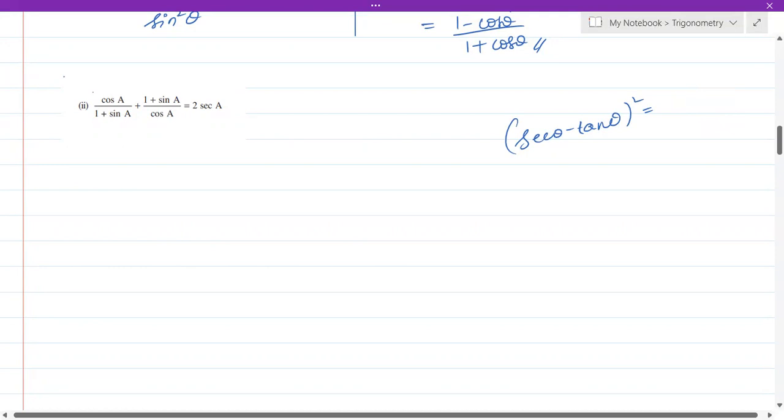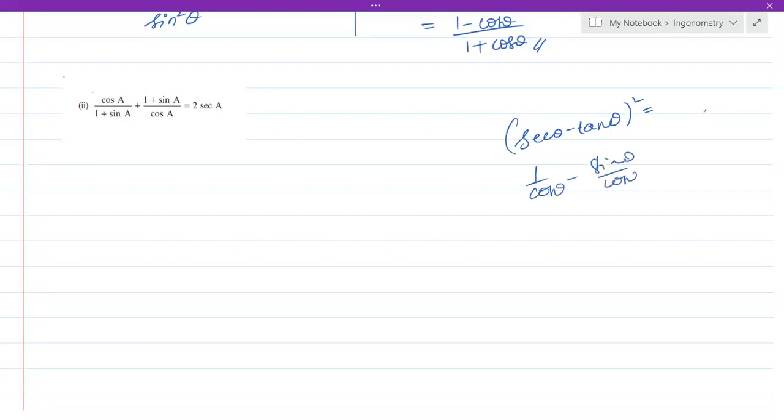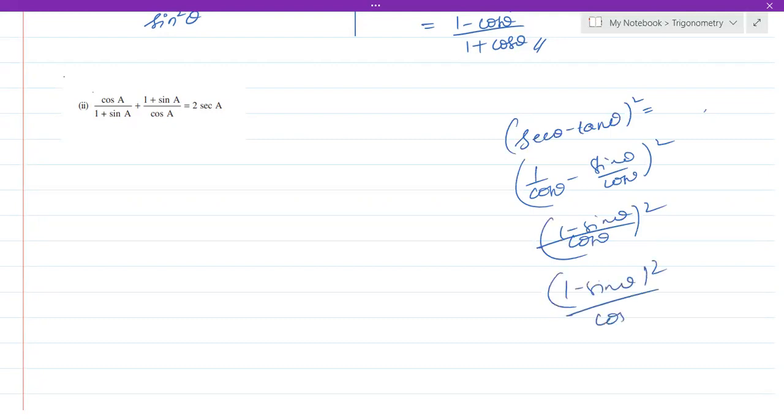Okay, here, if you take the LHS, what do you get? Secant theta minus tan theta, the whole square. So there is no identity converted. So it becomes 1 by cos theta minus sin theta by cos theta, the whole square. Now take LCM. If you take LCM, it becomes cos theta. Numerator is 1 minus sin theta, the whole square. Now split the powers, 1 minus sin theta, the whole square by cos theta, the whole square, which becomes cos square theta.